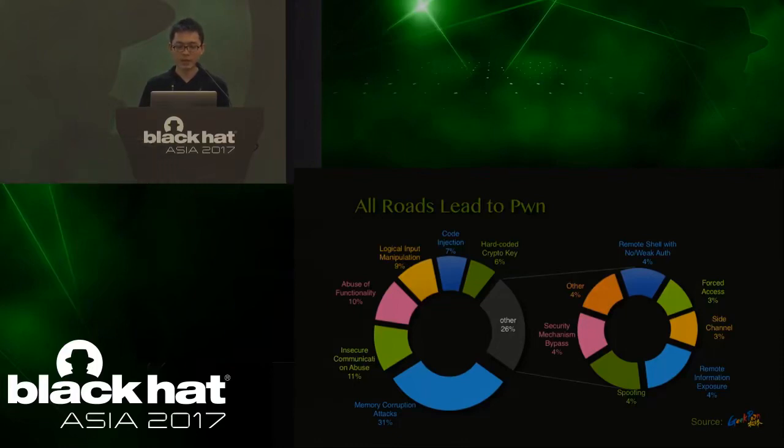Besides that, there are insecure communication abuse, abuse of functionality, logical input manipulation, code injection, hard-coded crypto key, etc. Next, let's look into the details, and we will start from simple basic attack vectors and then move fast to some typical memory corruption attacks as a case study.